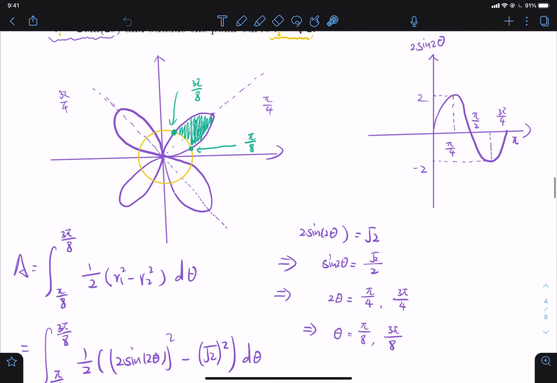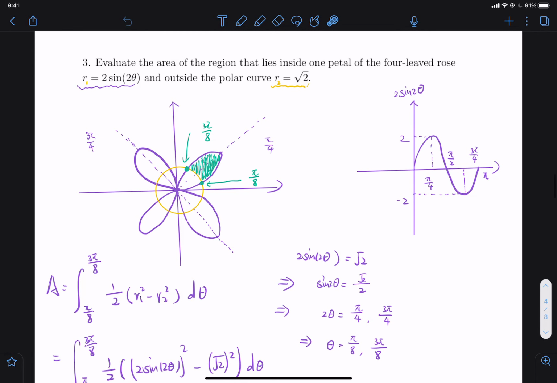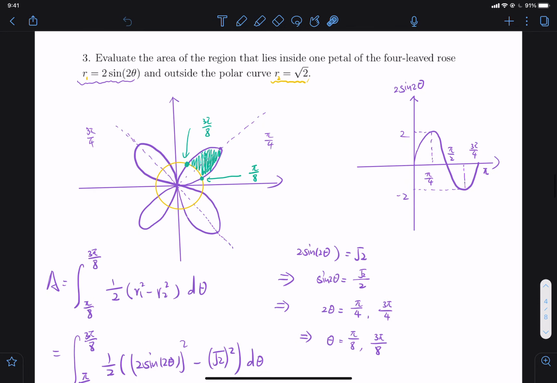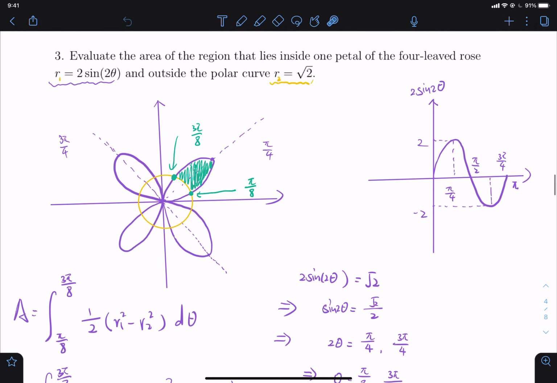And now let's move on to this question 3. Evaluate the area of the region that lies inside one petal of the 4-leaved rose r equal to 2 sine 2 theta, and outside of the polar curve r equal to square root of 2. So we have 2 polar equations here, right? And I will name them. This is R1 and this is R2, just to distinguish them.